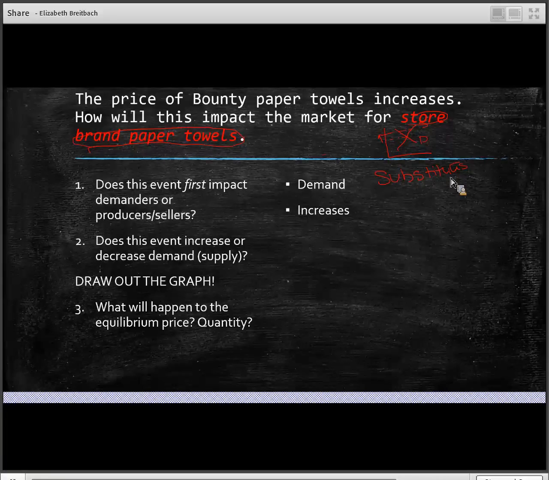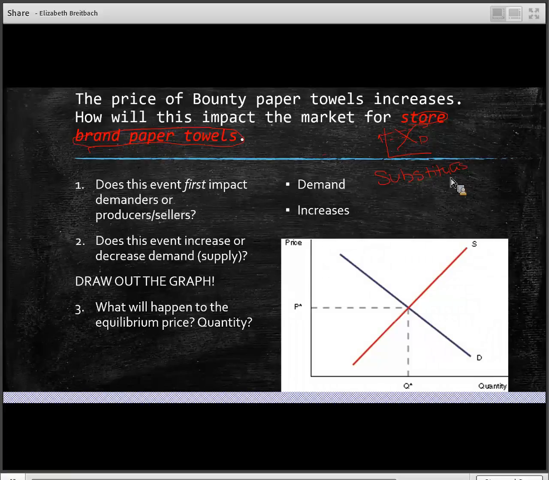So I used to be willing to pay more for the Bounty paper towels, but now that increase makes those store brands even more attractive. And so my demand for those store brand paper towels is going to increase. And as it has in all cases, it's going to increase at all price levels. And so our new demand curve shifts out to the right. We can look at our new equilibrium, forgetting about that old demand curve. We didn't change anything to do with supply. Our new price is higher, and our new quantity is also higher. A higher price, more quantity, because we have an increase in the price of a substitute.